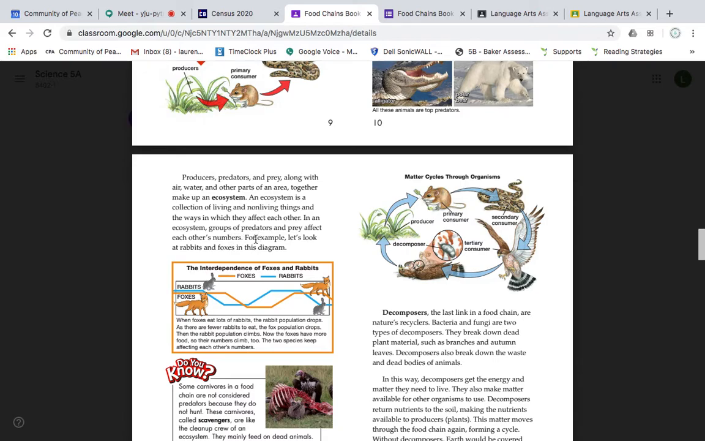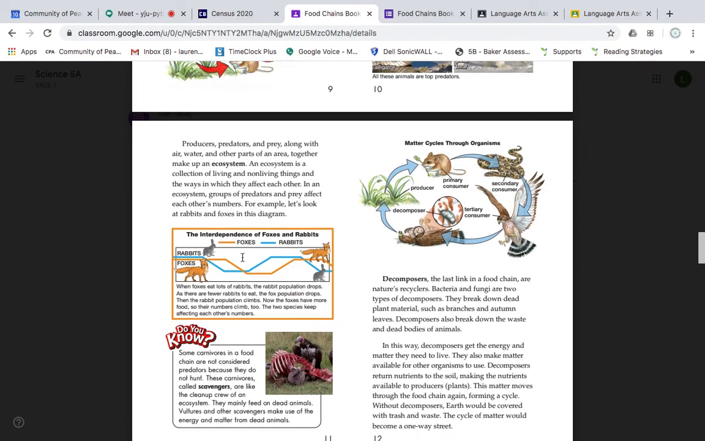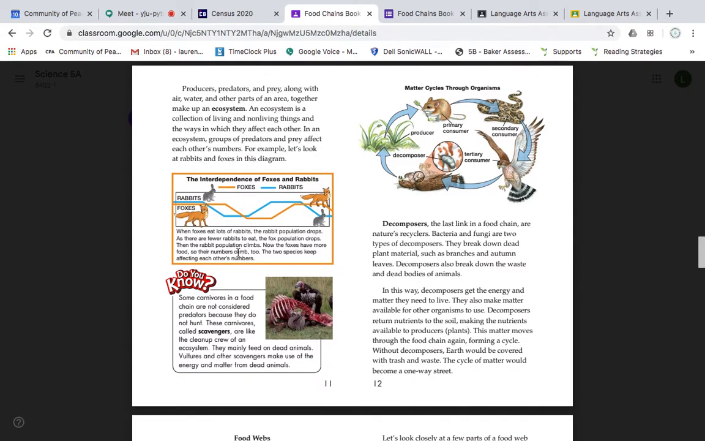For example, let's look at rabbits and foxes in this diagram. When foxes eat lots of rabbits, the rabbit population drops. As there are fewer rabbits to eat, the fox population drops. Then the rabbit population climbs. Now the foxes have more food, so their numbers start to climb too. The two species keep affecting each other's numbers.